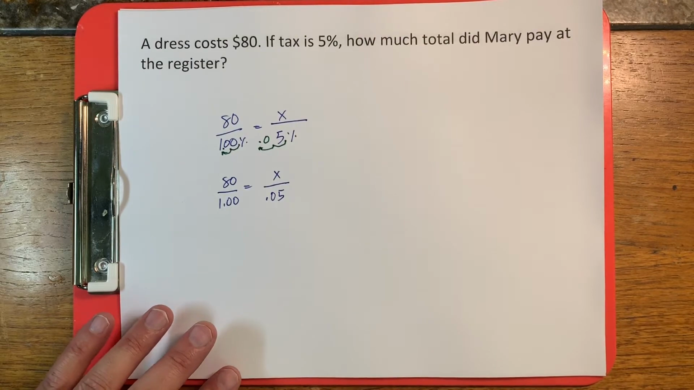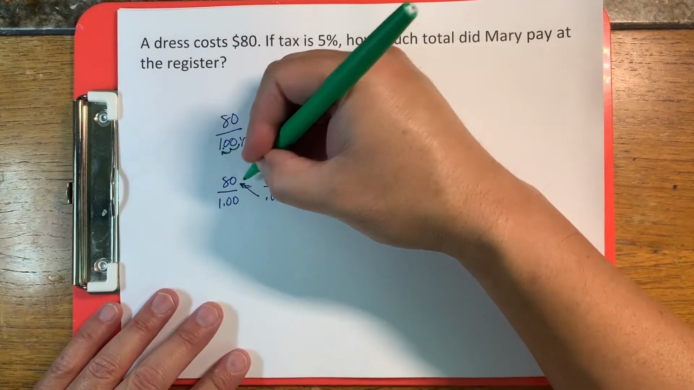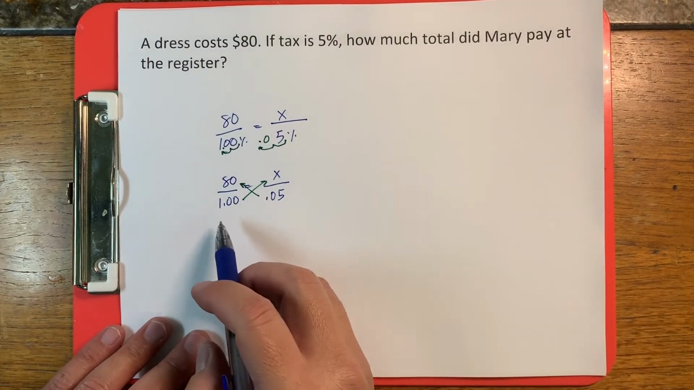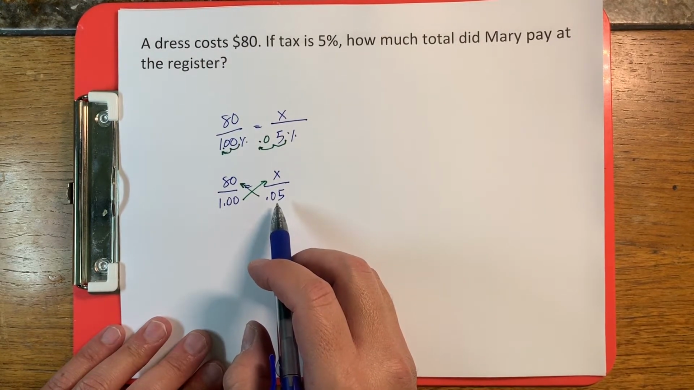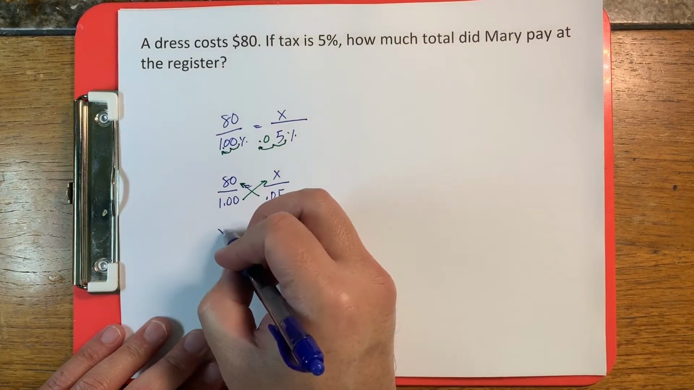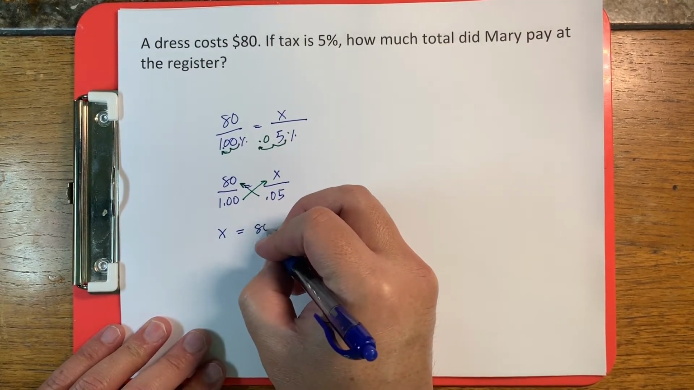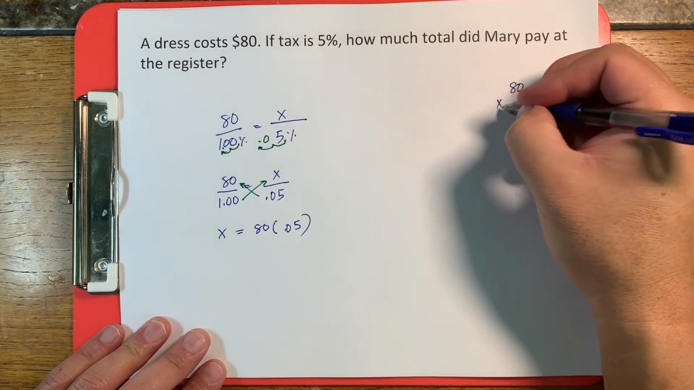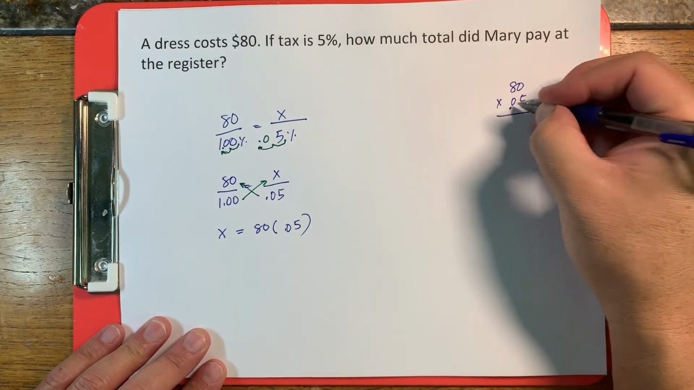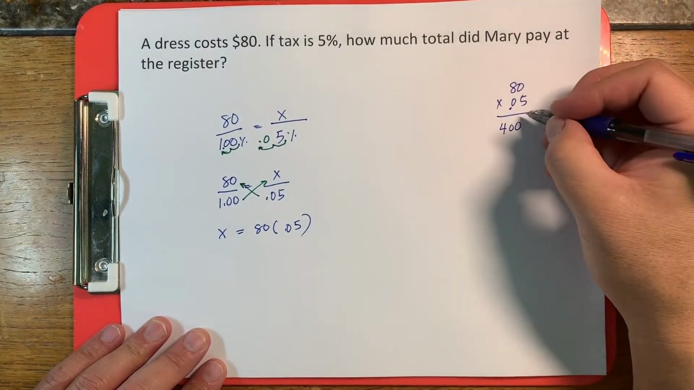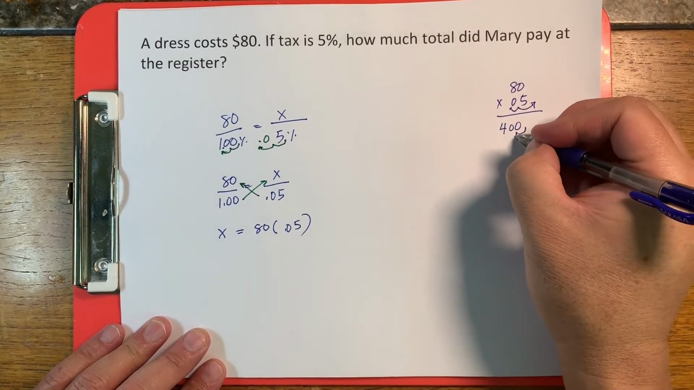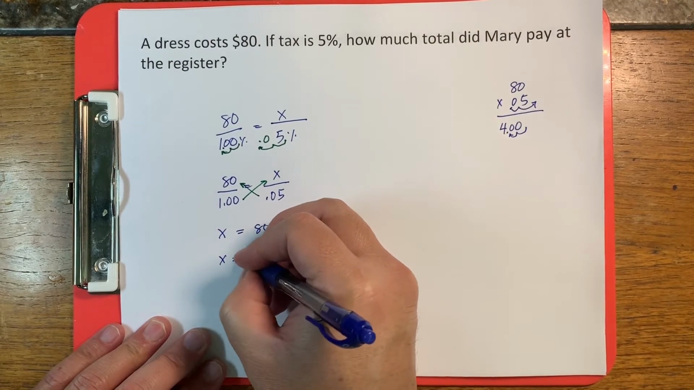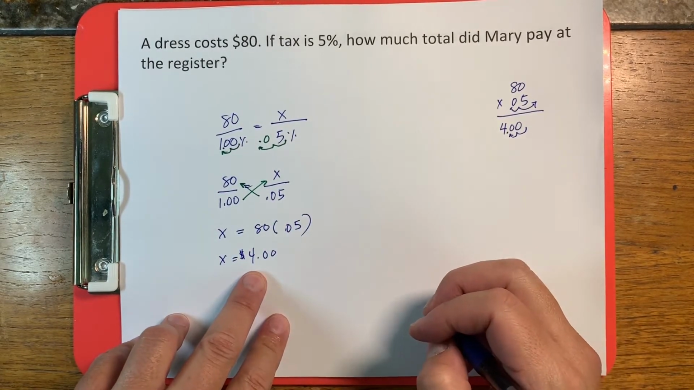And then I want to do cross multiplication. I want to say this times this is equal to this times that. You can do cross multiplication whenever you have a fraction equal to a fraction. So 1 times x is x, and this is going to be 80 times 0.05. And now when I do this multiplication, I get 400, and then I'm going to move my decimal 2 places, so now I get $4. So this is the amount of tax.